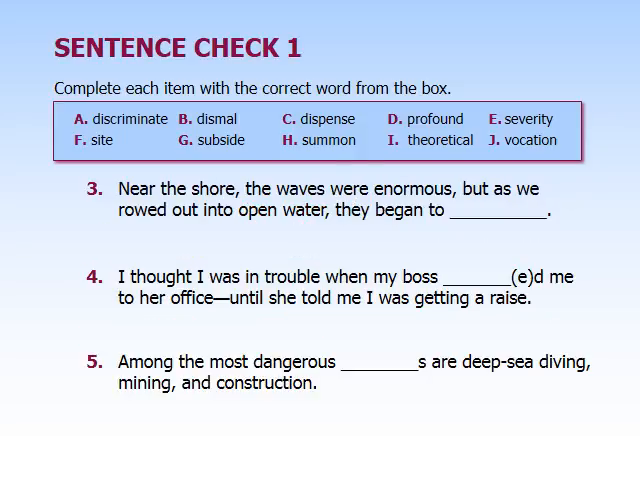Near the shore, the waves were enormous, but as we rode out into the open water, they began to blank. Okay, so the waves were really big and really strong, but as we got further away, they started to get less. What word means that? I thought I was in trouble when my boss blanked me to her office until she told me I was getting a raise. So my boss is someone powerful, and she's telling me to come to her office. What word is that? Among the most dangerous blanks are deep sea diving, mining, and construction. So deep sea diving, mining, and construction are all types of jobs. So what word would that be?